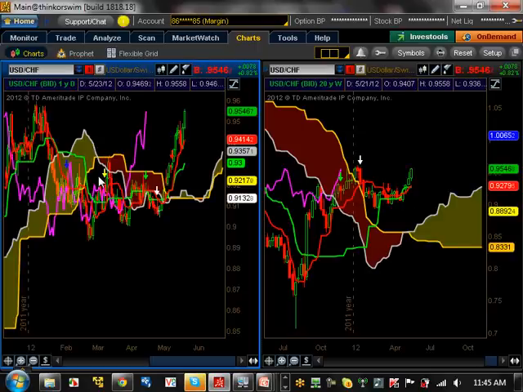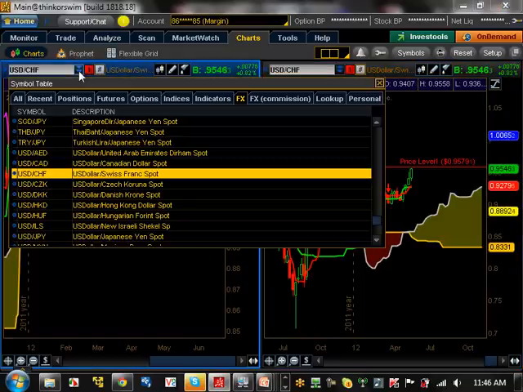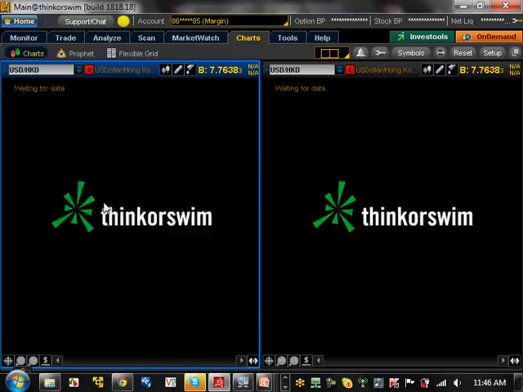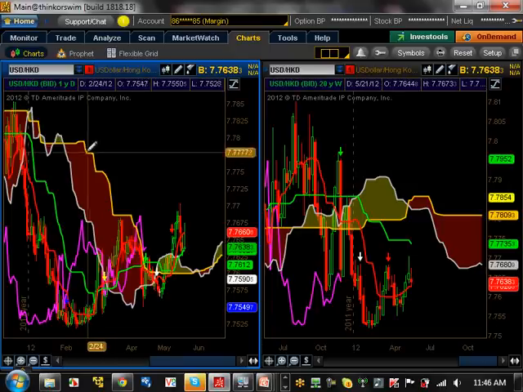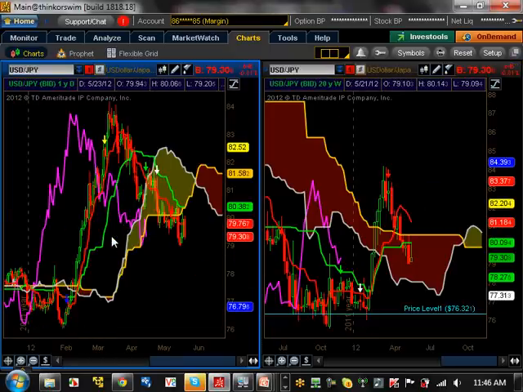US Swissy. Of course, US has been stronger. It's ready to retest this pivot high, which is a major resistance level at 95.79. Only time is going to tell exactly what's going to happen there. US Hong Kong, nothing really going on at all. That's boring, so let's keep on going.